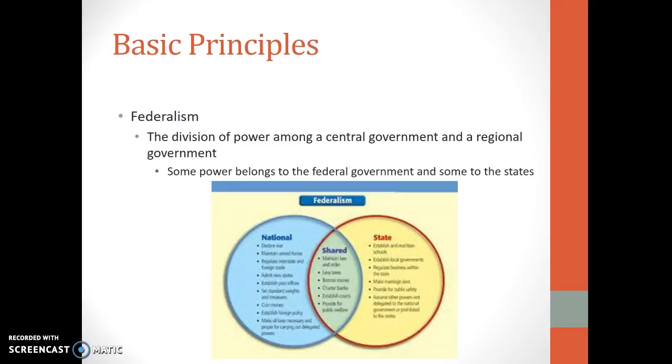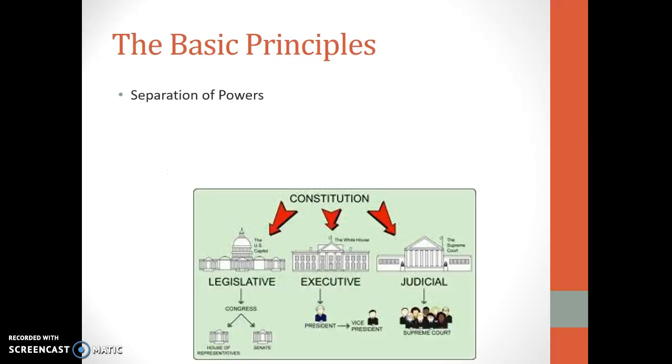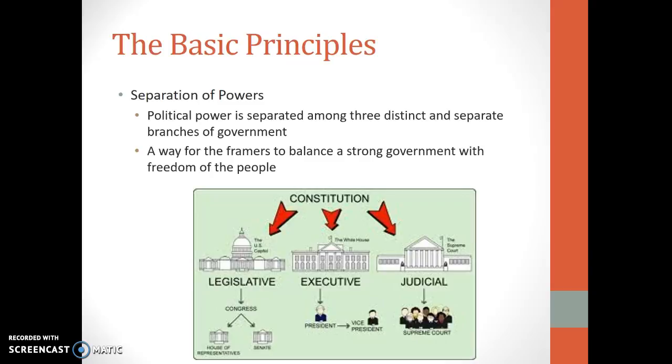Federalism. We've gone over this several times in class. This is the division of the central government and the regional governments, in our case, state governments. Some power belongs to the federal government, some to the states, and some are concurrent. Separation of powers. Political power is separated between three distinct separate branches of government. It's a way for the framers to balance a strong government with the freedom of the people. So for this, a modern example of something that either only the judicial branch can do, only the executive branch can do, or only the legislative branch can do.